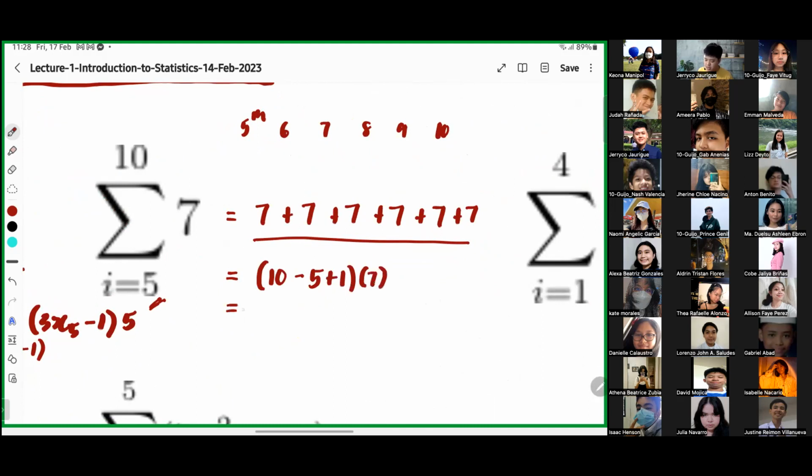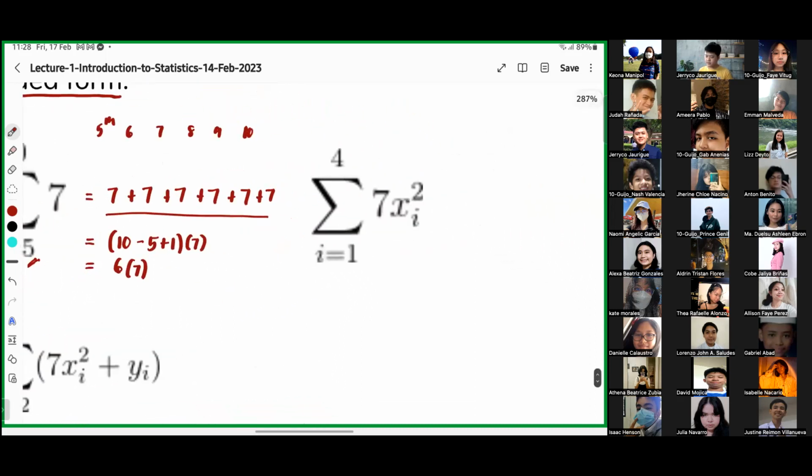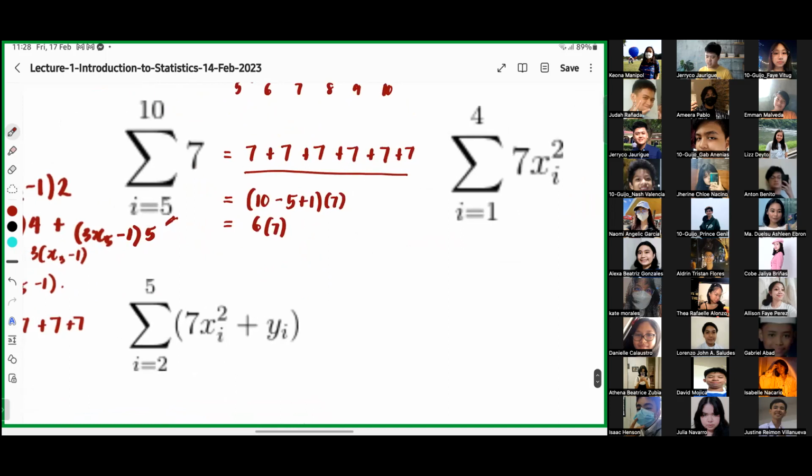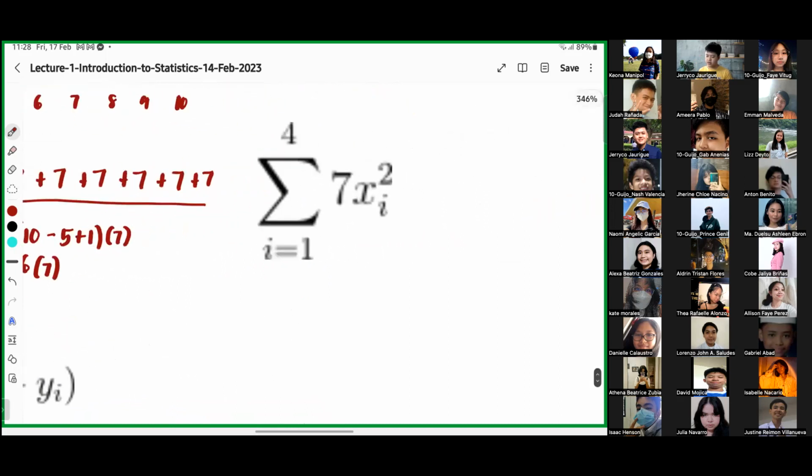So that this will become 10 minus 5, that's 5 plus 1, that's 6. 6 times 7. So we need to add 7 6 times. Kasi it's from 5 to 10. Okay, Ben? Alright. Before we answer, sige na nga, let's answer number 4.